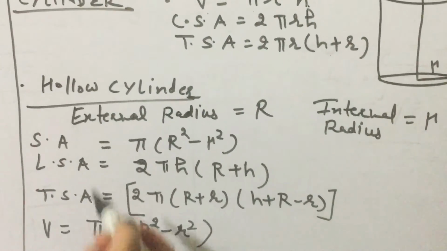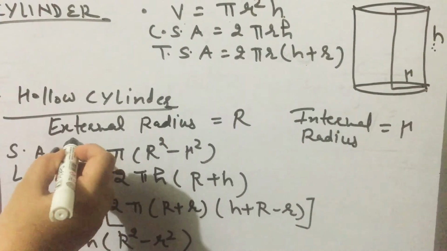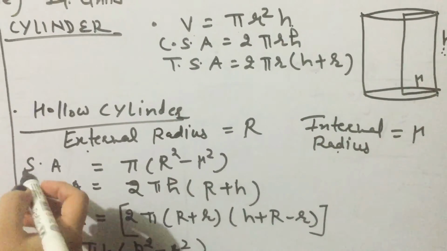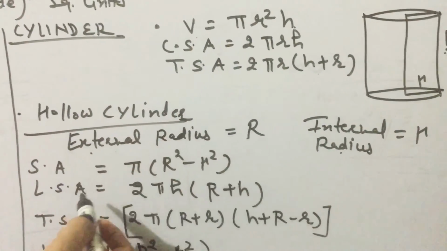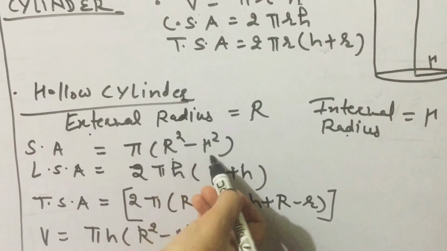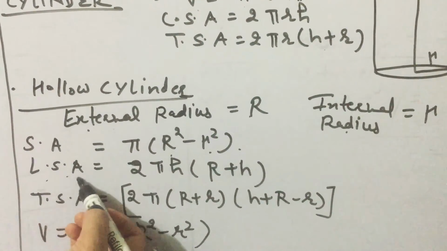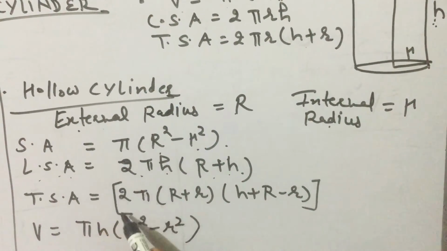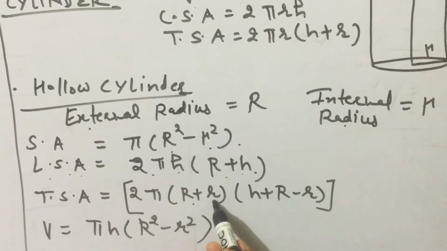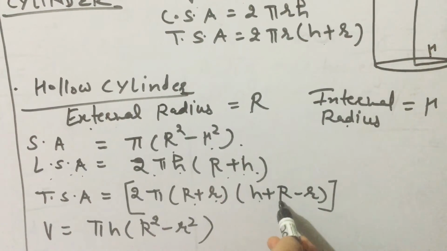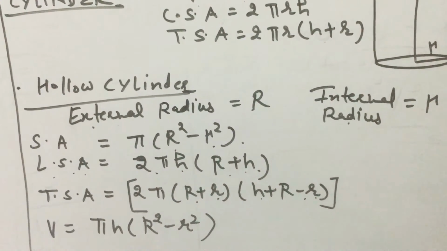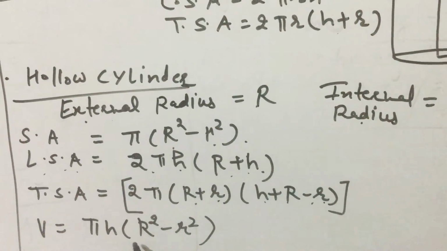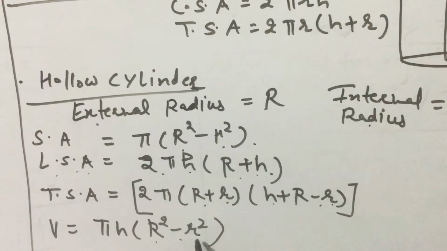Now the formulas of a hollow cylinder. In a hollow cylinder, let the external radius be capital R and the internal radius small r. If we have to find the surface area of this hollow cylinder, the formula is pi into capital R square minus small r square. Lateral surface area is 2 pi h into R plus r. And total surface area is equal to 2 pi into capital R plus small r, and in the next bracket h plus R minus small r. And if we have to find the volume of a hollow cylinder, the formula is pi h into capital R square minus small r square.